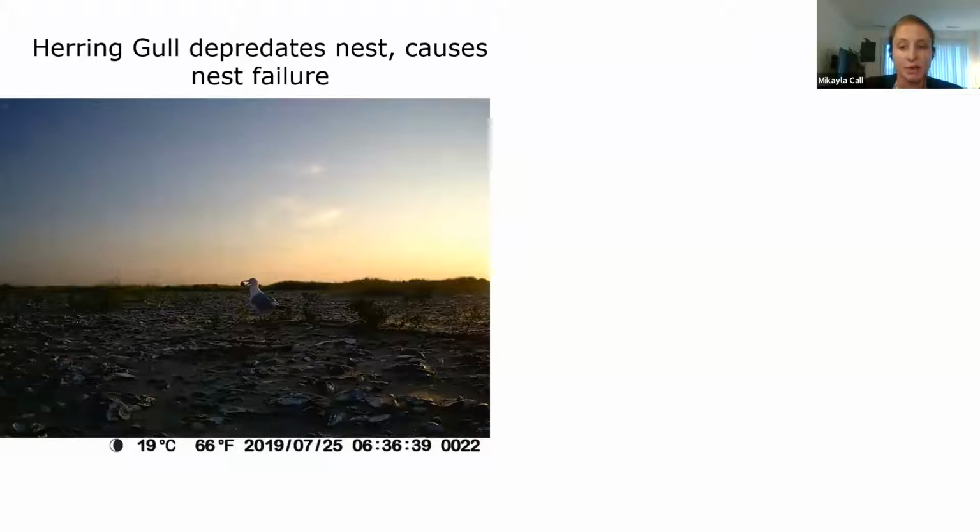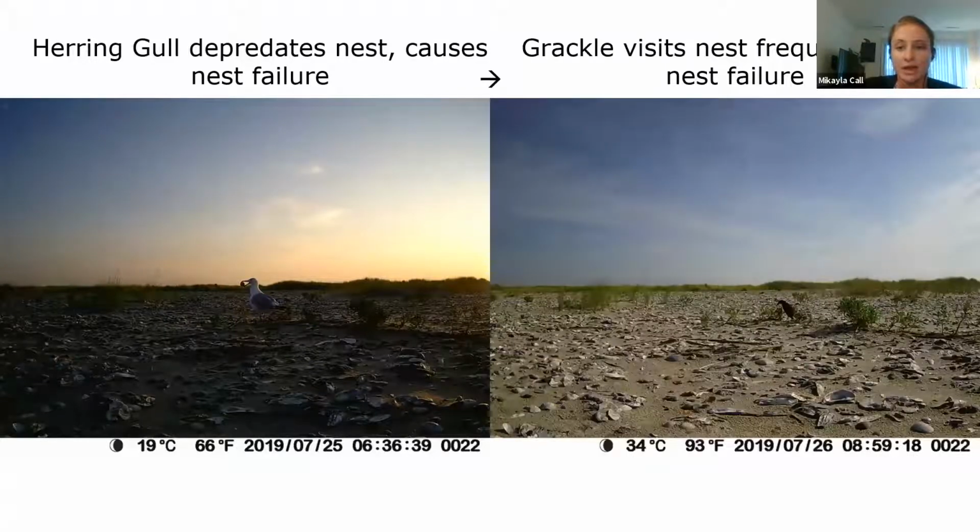This nest failure event occurred on July 25th. And then the next day, a grackle was hanging out around the nest and showed up on the camera multiple times. So if a nest check occurred on the 26th or the 27th of July, then likely the cause of failure would have been assigned to grackles because of tracks left in the sand.